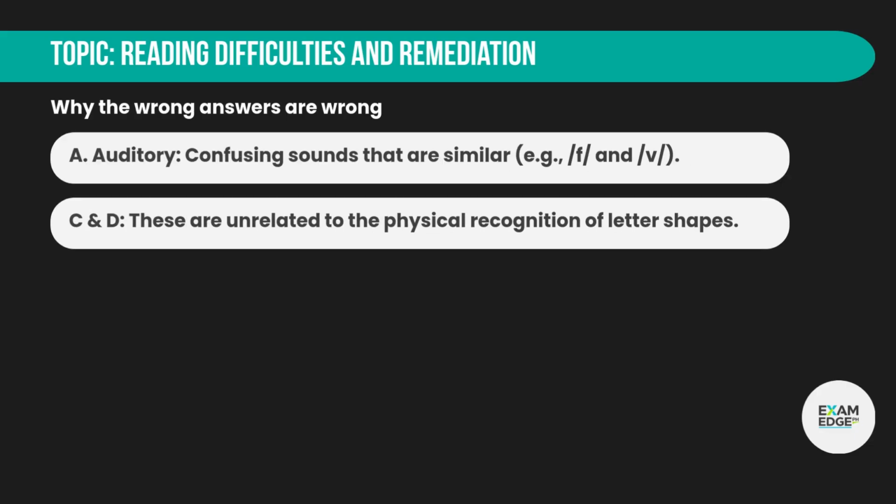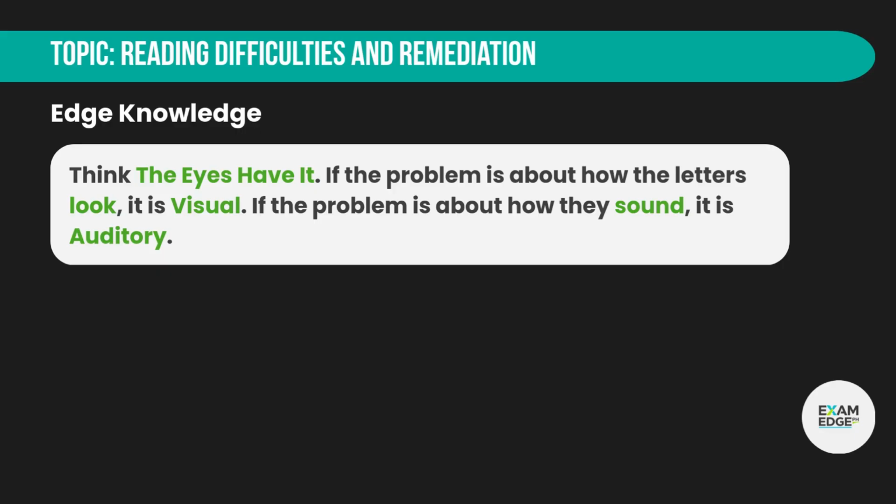Why the wrong answers are wrong. A. Auditory: confusing sounds that are similar, e.g., f and v. C and D are unrelated to the physical recognition of letter shapes. Edge knowledge: think the eyes have it. If the problem is about how the letters look, it is visual. If the problem is about how they sound, it is auditory.